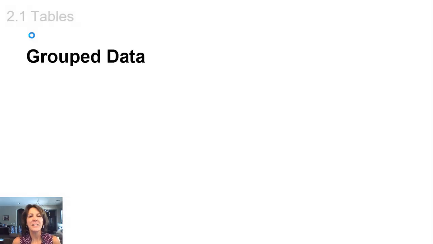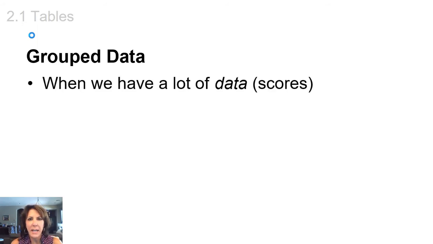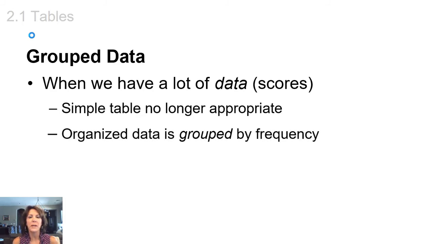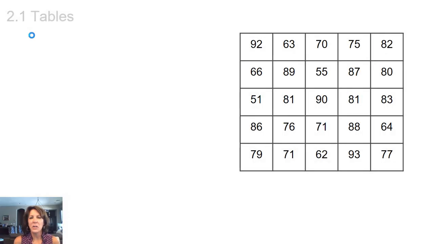All right, the next thing we're going to talk about is something called grouped data. So sometimes we have a lot of data, just a ton of scores, and in this case a simple table is no longer appropriate, we want to organize data, and we call this a grouped frequency table. So let's take a look. So here's a bunch of data on the right, and as you will notice, the lowest score seems to be about 51 and the highest score is in the 90s. And as we mentioned before, when you're making a table, you want to include every possible value. So this would be a very long table indeed. We just really wouldn't want to read a table like that.